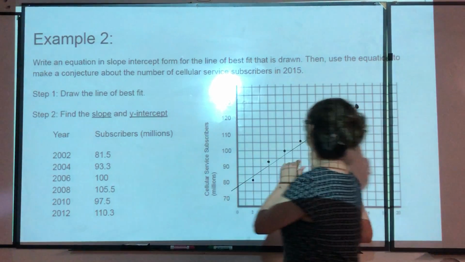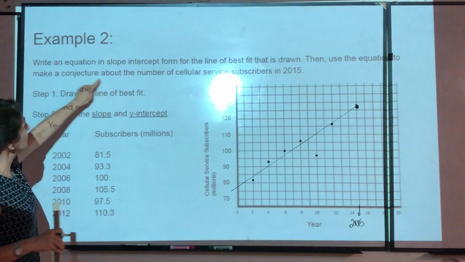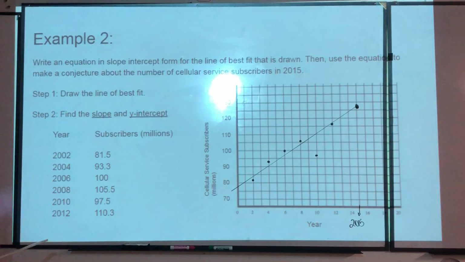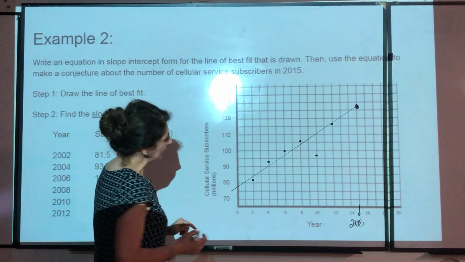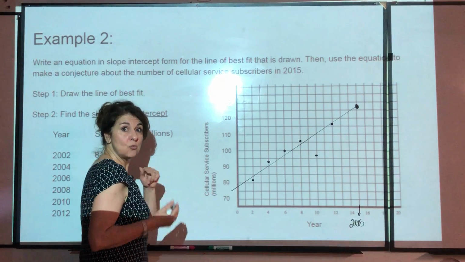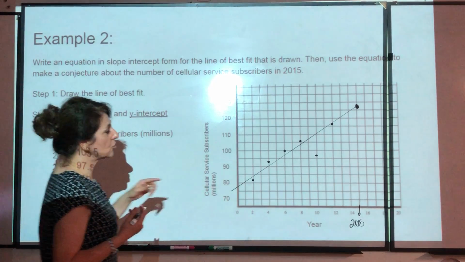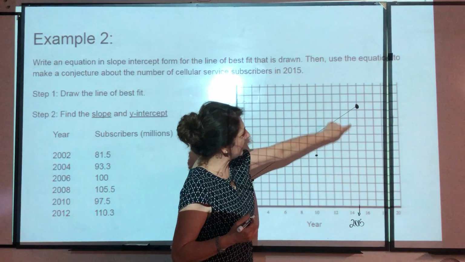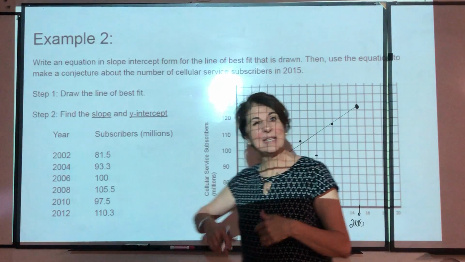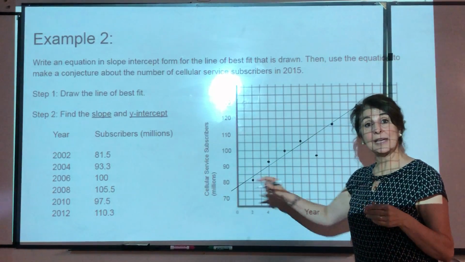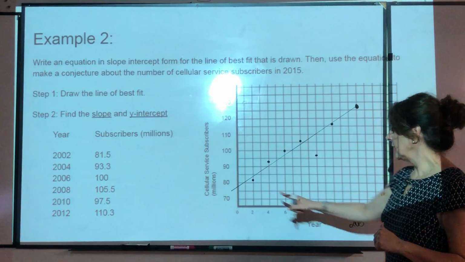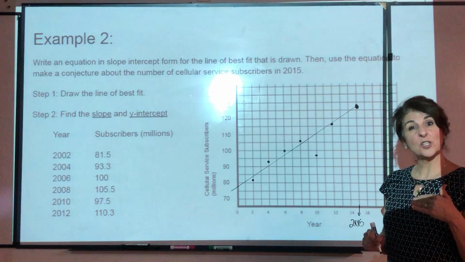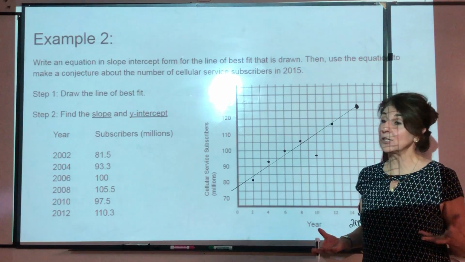So here it says, use the equation to make a conjecture about the number of self-services subscribers in 2015. One thing that I can do is I can get 2 points to write my equation, but also I can just go and straight look at my graph. So instead of just solving it using the equation, I am going to solve it using the graph. What do I have here? Let's first try to find our slope. So we still have to write our equation.